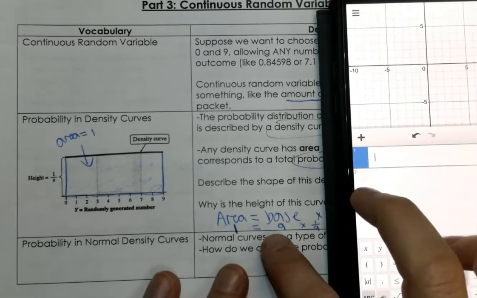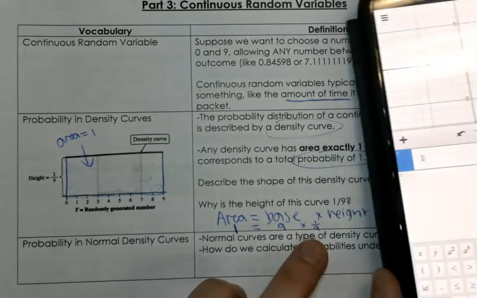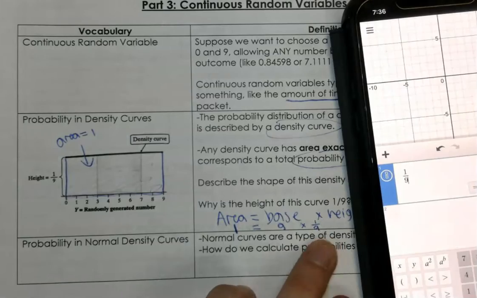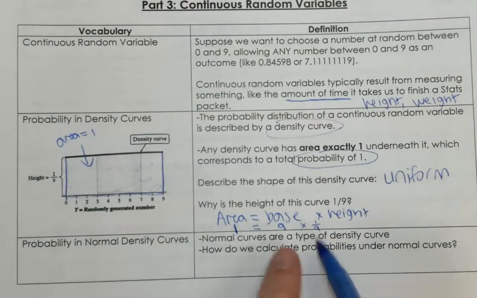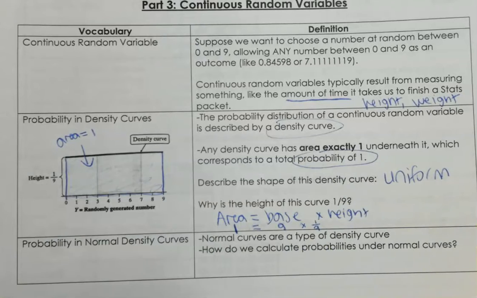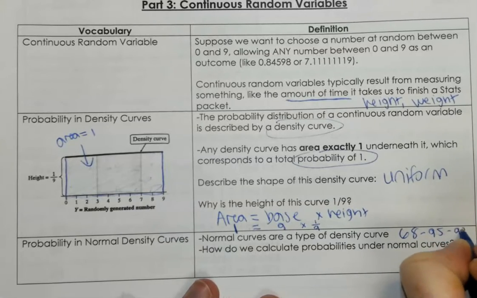So again, in order to calculate this, if we have an area of 1, we can divide it by the base to get the height. So 1 divided by 9 is our height, 1 over 9. Because base times height must equal the area of 1, because that's a property of all density curves. And a specific type of density curve that we've talked about before is a normal curve, right? Normal curves are a type of density curve that have certain properties. Remember the 68, 95, 99.7 rule.